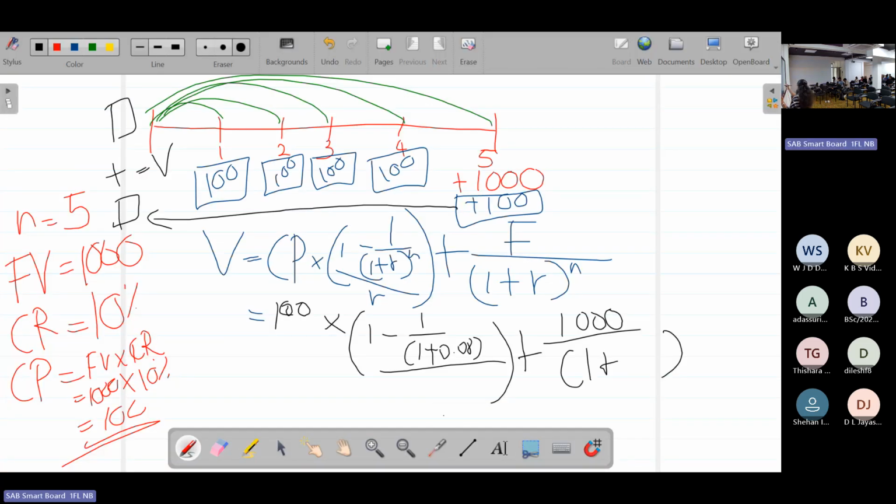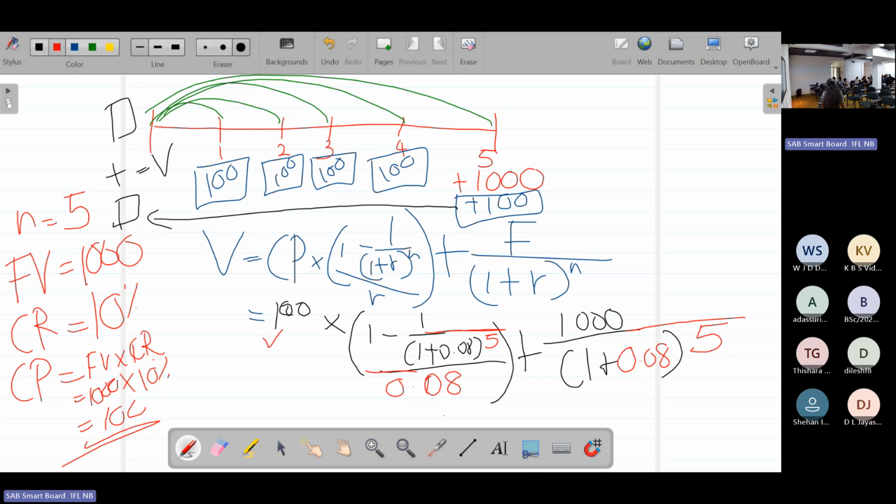Coupon rate, it's correct. Coupon payment, okay. And then to the power n, n is 5 years. The entire formula should be divided by 0.08, plus 1000 divided by 1 plus 0.08 to the power 5. The 1000 occurred at which year? Occurred at the 5th year, so you have to consider it accordingly.